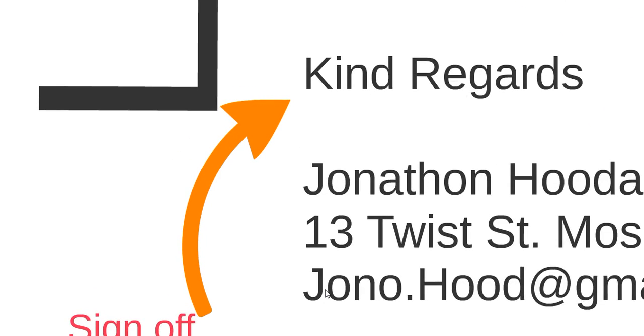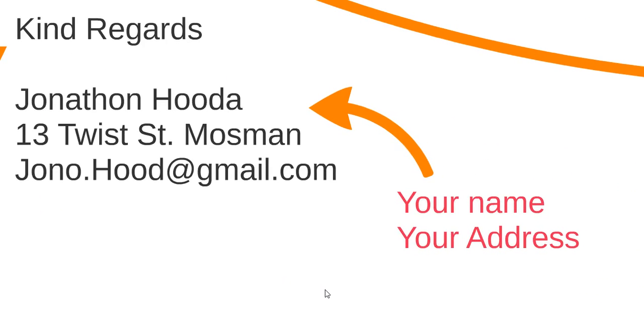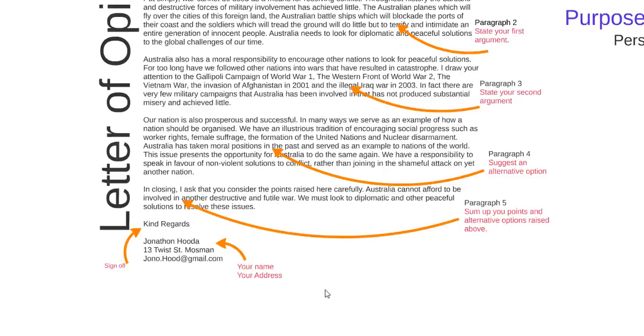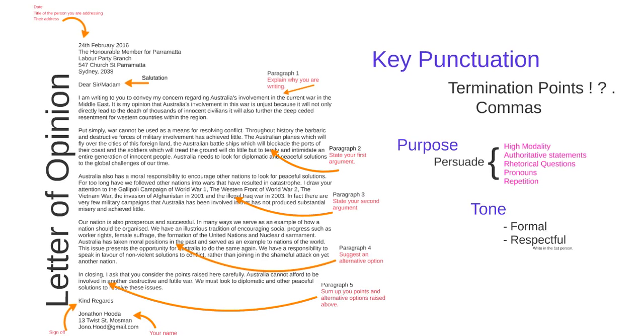Okay, once we've written the body like that, we then go and we sign off, kind regards, warmest regards, best wishes, these are commonly used. And then we include our name and our address, or email address or telephone number, the place that you want them to respond to. Okay, these are the elements of a letter of opinion. It's not particularly hard, but try and have a go and execute as best you can.